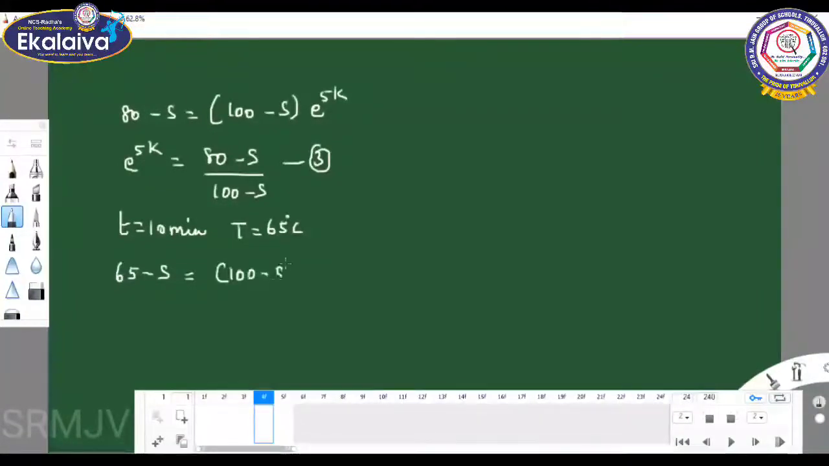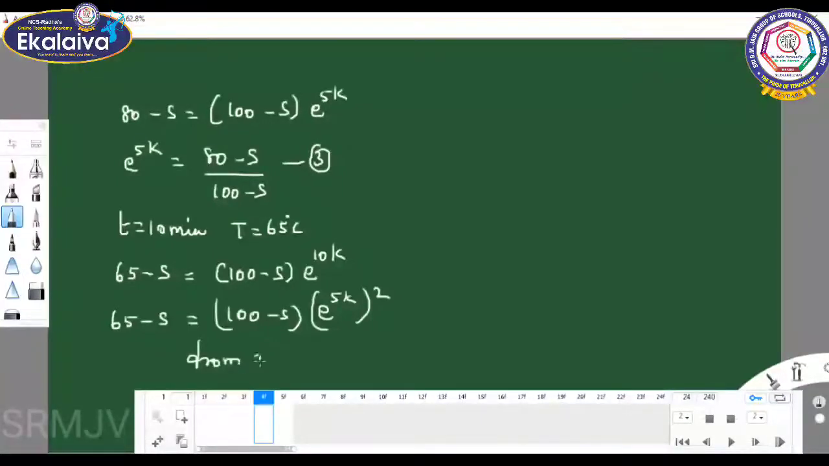100 minus s into e power 10k. So 65 minus s equal to 100 minus s into e power 10k, which means e power 5k the whole square. What is the value of e power 5k? It is 80 minus s by 100 minus s.